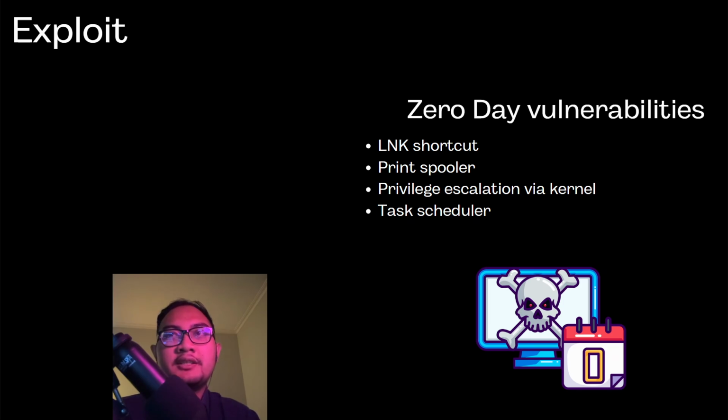Simply displaying a malicious link will trigger the code without opening the file. The print spooler allowed remote code execution via local network if a print job contained a specific payload. The privilege escalation via kernel allowed Stuxnet to gain system privileges. And then, the task scheduler allowed Stuxnet to run code with high privileges by manipulating scheduled tasks.